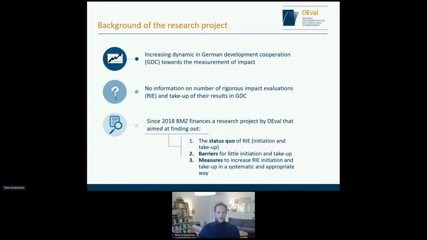And since 2018, the BMZ now finances the research project. With this project, we aim to find out, first of all, the status quo of RAE, both conducting RAEs and taking up the results. And today I will only talk about the second part, taking up the results and not the initiation part. Secondly, what are barriers for the little initiation and take-up that we see? And thirdly, what are measures to really increase the initiation and take-up in a systematic and appropriate way?